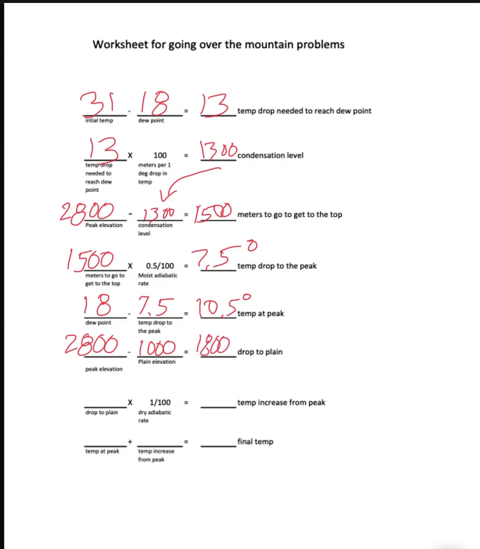meters. And as it drops to the plane, it's going to warm up by 1 degree for every 100 meters. So that's 1,800 times 1 divided by 100, or an 18-degree increase in temperature from the peak. So at the peak, if you remember, it was 10.5 degrees. So 10.5 plus 18 will give us a final temperature of 28.5 degrees.